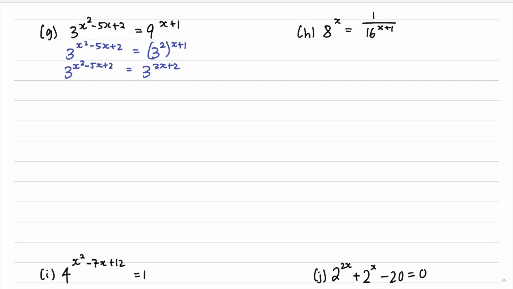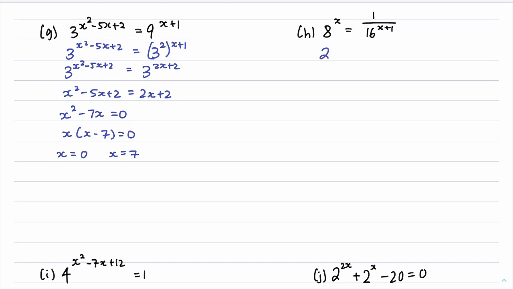Now that I have 2 sides with a single power on each side, in the same base, I can set their exponents equal to each other. Okay, and let's make this equation equal to 0. So we get x squared minus 7x equals 0, and we can factor out an x, leaving us with x times x minus 7. And using the zero product property, we get x equals 0 and x equals 7 as our answer.